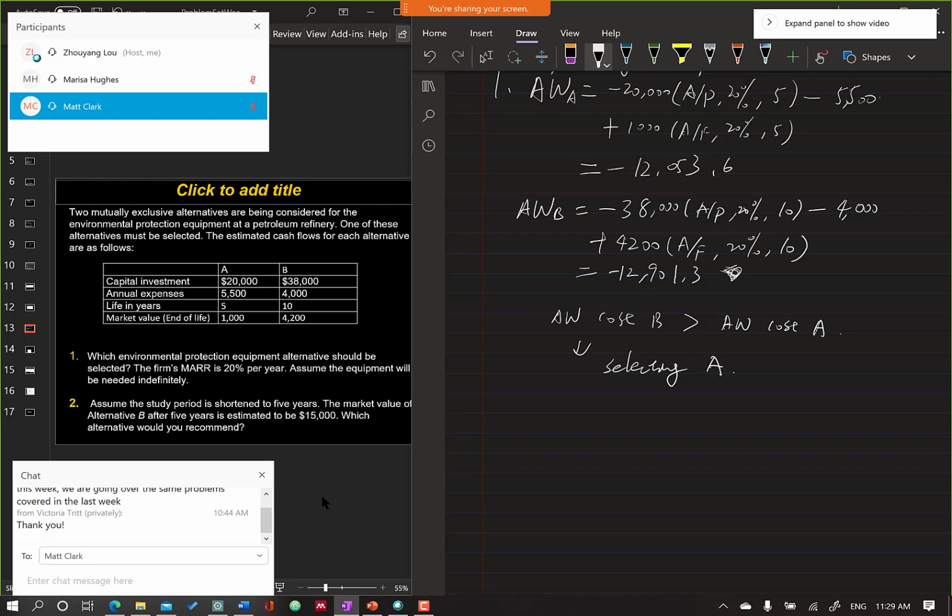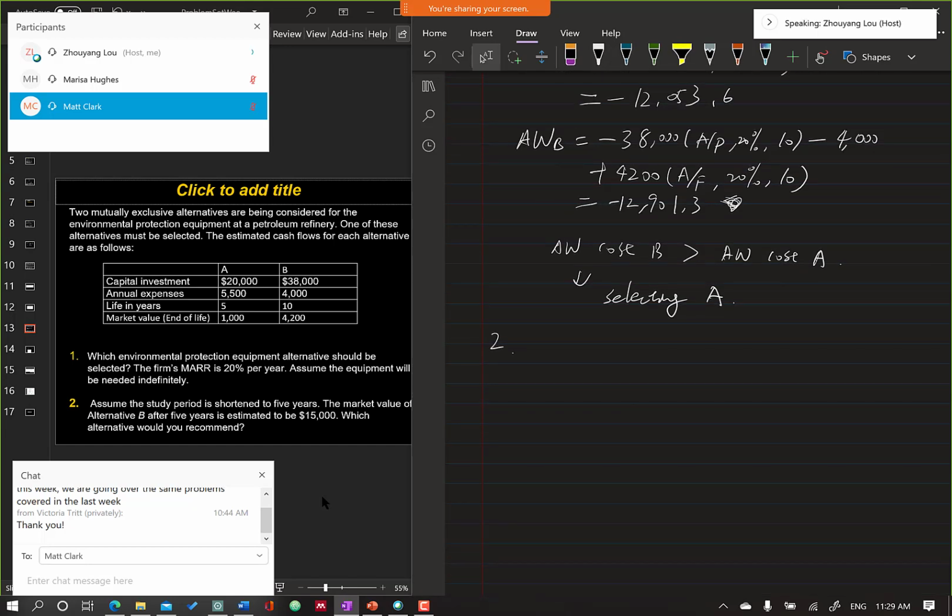Okay. Now let's get to problem 2. So assume that the study period is shortened to 5 years. The market value of the alternative B after 5 years is estimated to be 15,000. And based on that, what should we choose? So this is a scenario where the study period is less than the useful life.